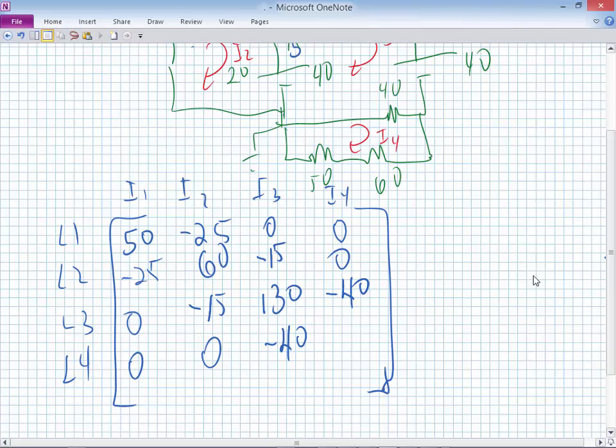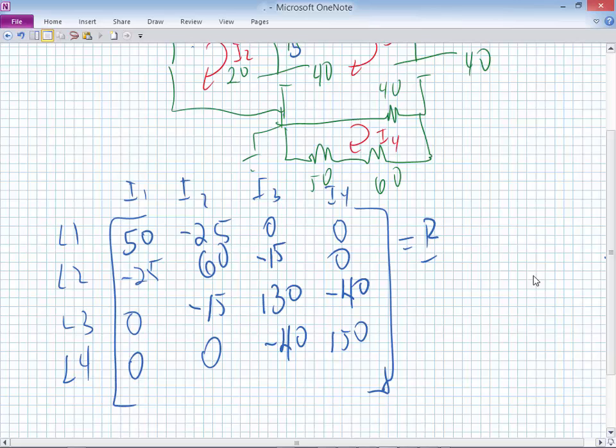And then in loop 4, I've got 3 resistors. It looks like I got 150 there. 50 plus 40 is 90 plus 60, 150. So there's my R matrix right there. You know, just by looking at the circuit, I came up with my R matrix right there.